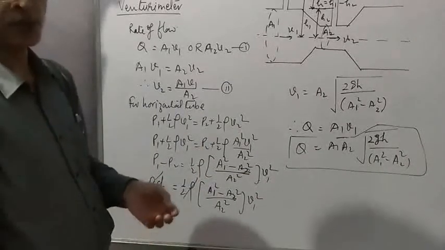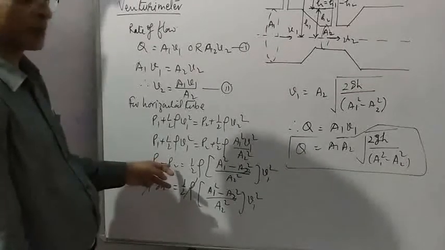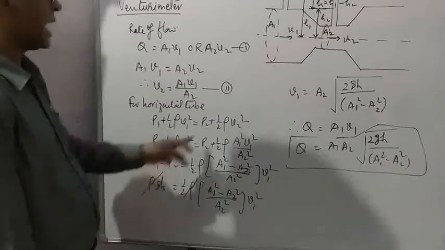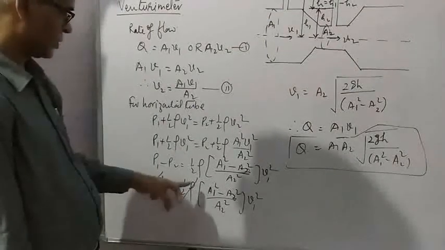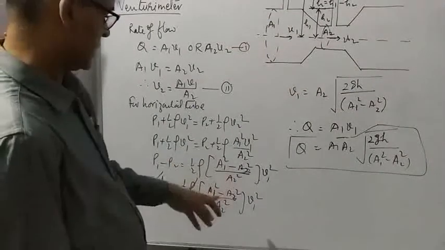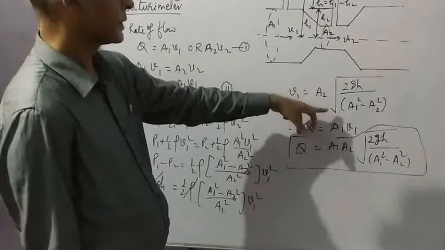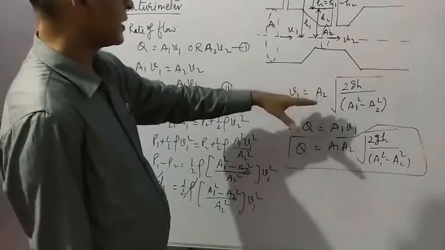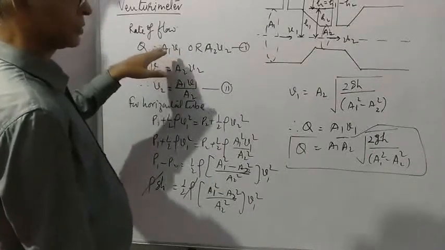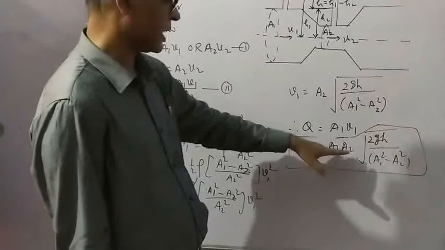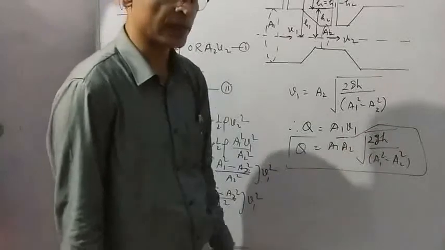Students, you know that P is equal to rho gh. It becomes rho g h1 minus rho g h2. Rho g will be common and h1 minus h2 is equal to H. Rho is cancelled from here. So V1 is equal to this much. Now take the value of V1 from here and put it in equation 1. So the rate of flow is given by Q is equal to A1 A2 under root 2gH upon A1 square minus A2 square.